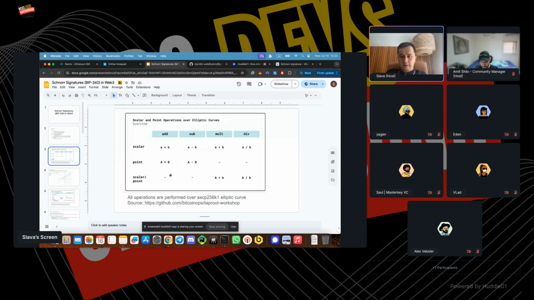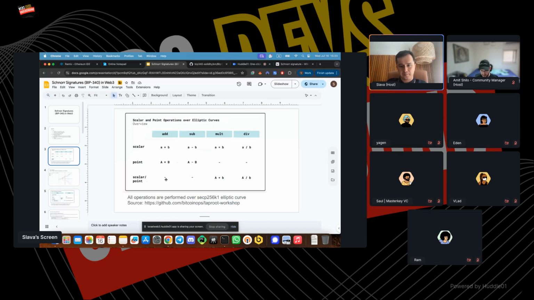And then we also have operations with scalars and points. We cannot add a scalar to a point because it's a different type of object. We cannot subtract a scalar from a point or a point from a scalar, again because they are different objects. But we can multiply a point by a scalar and we can divide a point by a scalar. Multiplication is defined the same way as with regular numbers. If b is 5, for example, then I need to add point a to itself 5 times, basically, so I get 5 times point a.